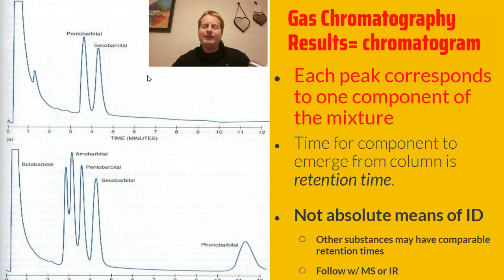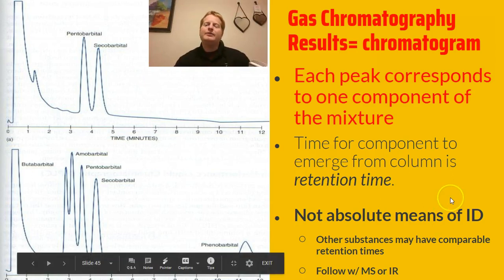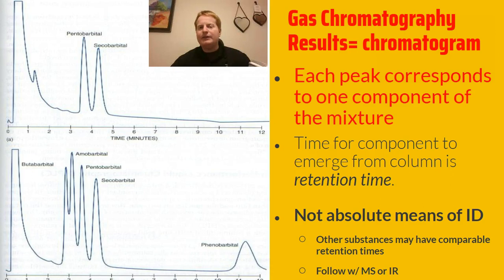So again, this is just a separation technique. It's not an absolute means of ID, so it's not guaranteed this is exactly what you're looking at. That's why we do the mass spec and the infrared spectroscopy we'll be talking about, because those are more definitive. They'll tell you more exactly what you've got, essentially. Sometimes gas chromatograms can come out similar for different mixtures.